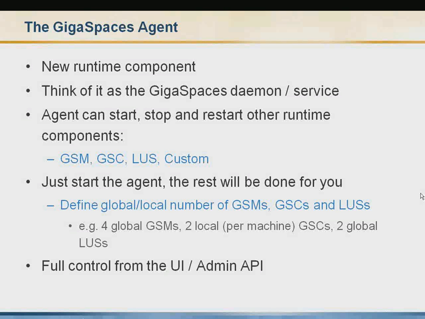Usually in a GigaSpaces installation, you want to run at least 2 GSMs and 2 lookup services on the system. The GSA can talk to other GSAs over the network and make sure that at least 2 instances of GSM and lookup services are running. If one of them fails, one of the GSAs will identify that and run another GSM or lookup service instance. By default, we're running 2 global GSMs, 2 global lookup services, and 2 local GSCs. If we want to see that a bit in action, one second.